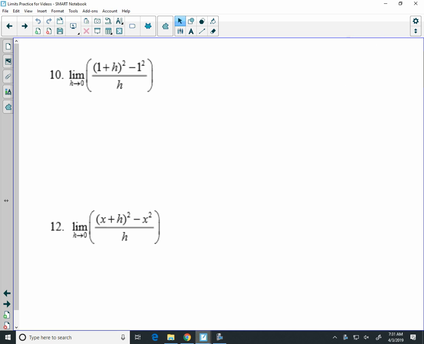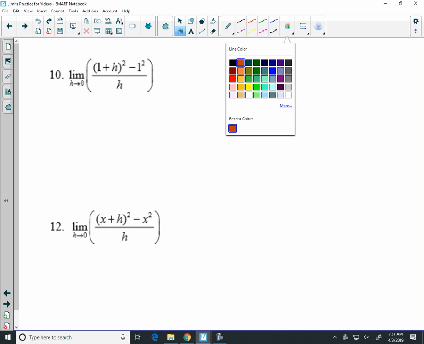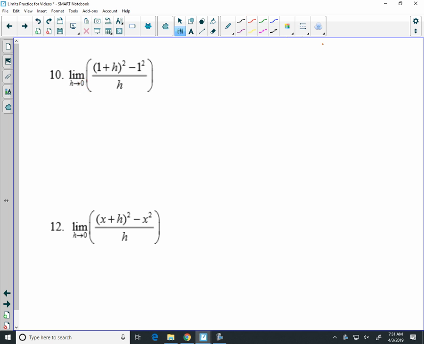Okay, more limits algebraically. So when we have h's here instead of x's in number 10, we still have the same math going on. We still have an issue. We can't go ahead and just take that 0 and plug it in. If we took that 0 and plugged it in, our function becomes undefined. So we need to math ourselves, algebra ourselves out of that issue. So here's how I would start.